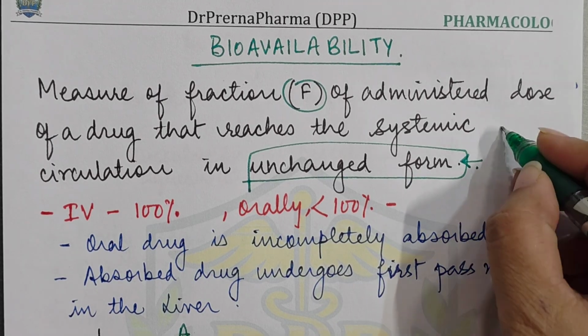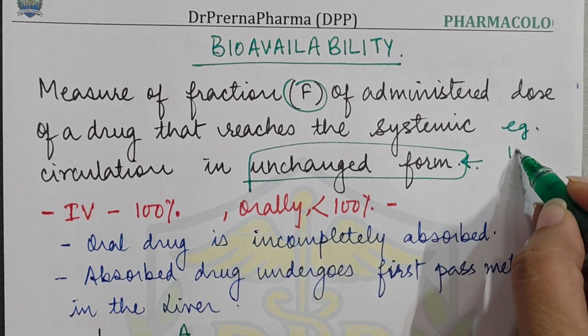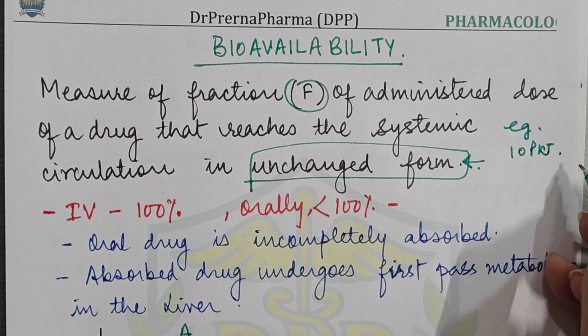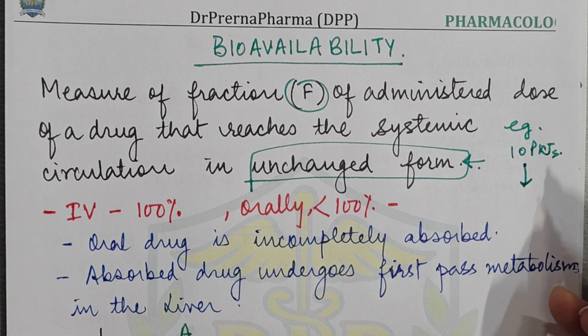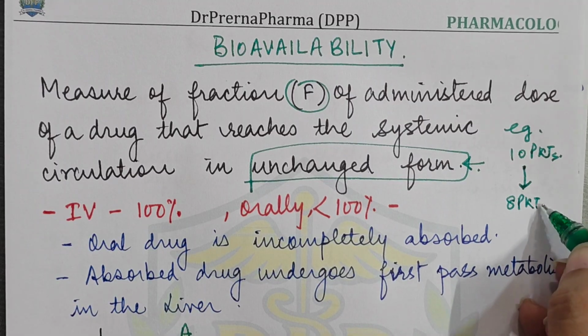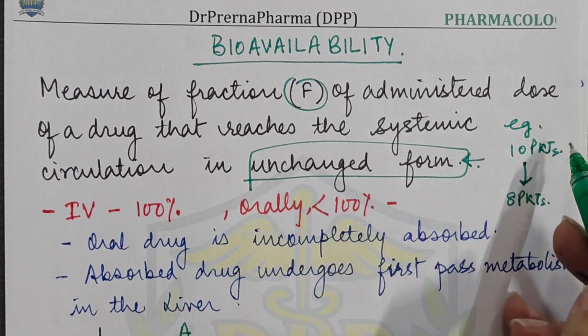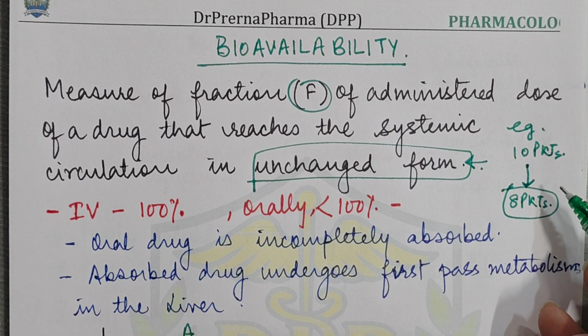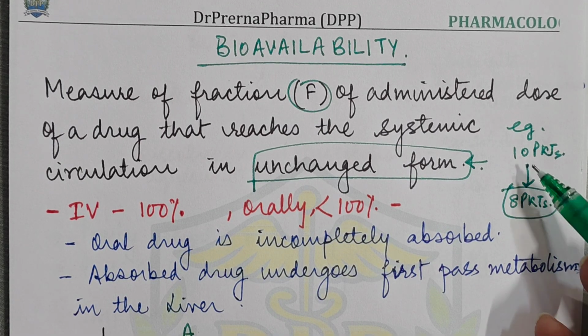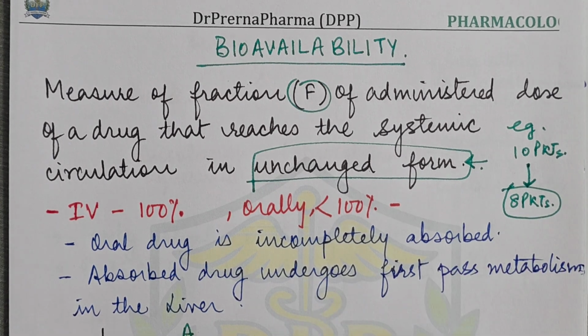For example, I'll give you an example. Suppose you ordered 10 packets of milk from the dairy, right? Now out of that 10 packets, when the person was bringing it, 2 packets got torn. So now you get 8 packets only, right? So here the bioavailability is 8 packets. He might bring the 2 torn packets also, but they are changed form, so you cannot accept them. So the drug that reaches the systemic circulation in unchanged form is the bioavailability.